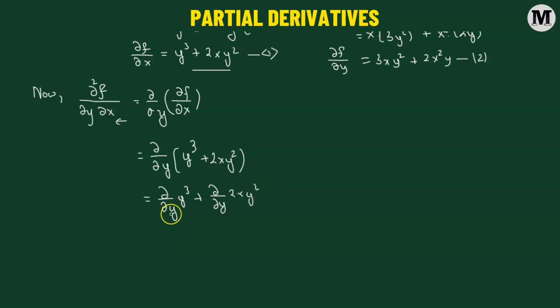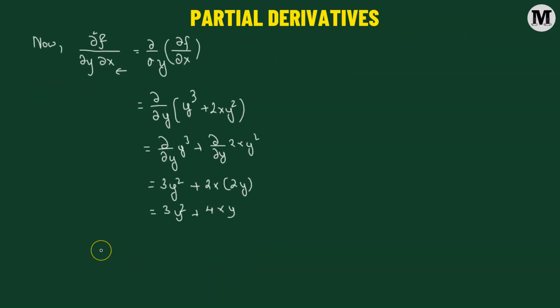Since we're taking the partial derivative with respect to y, the only thing we have to do is treat y as the variable. Everything else will be a constant. So partial of y cubed with respect to y is simply 3y squared using the power rule. And here we have 2x, that is the constant. And we will be left with partial of y squared with respect to y, so that's going to be 2y. That means our final result will be 3y squared plus 2 times 2, that's 4, so we have 4 times xy. So this is going to be the value of the second partial derivative of f with respect to x, then y.